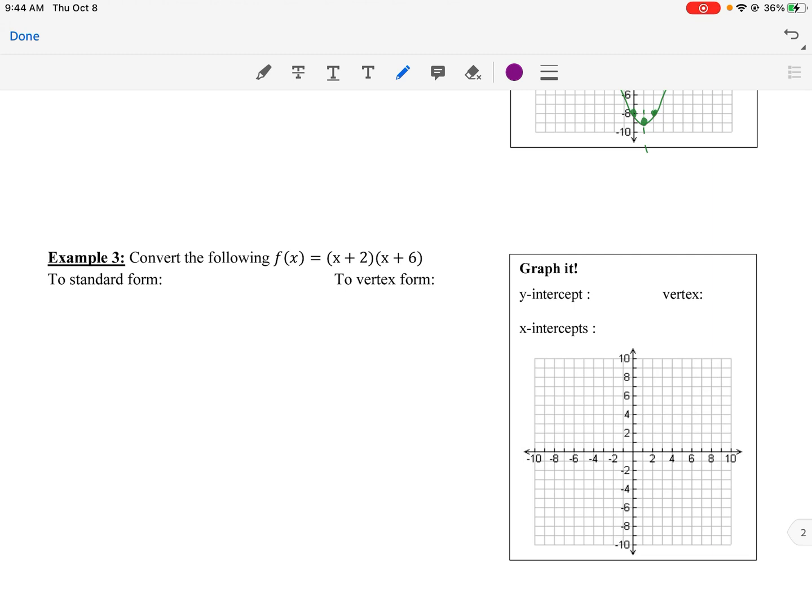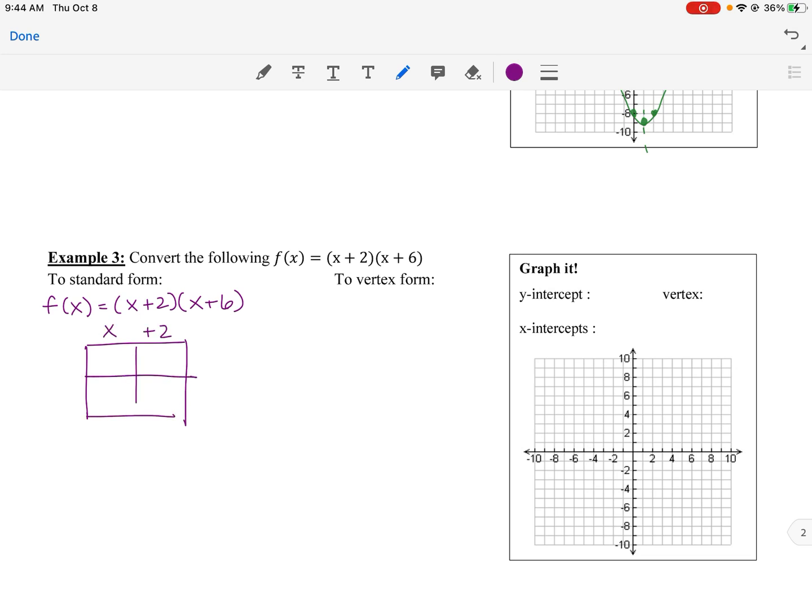On this one, the first thing we're going to do is convert it to standard form. So we're going to go ahead and multiply it out. If you like distributing, go ahead and save that. I am going to show you that box again in case you like that method better and you find it easier to organize your work.